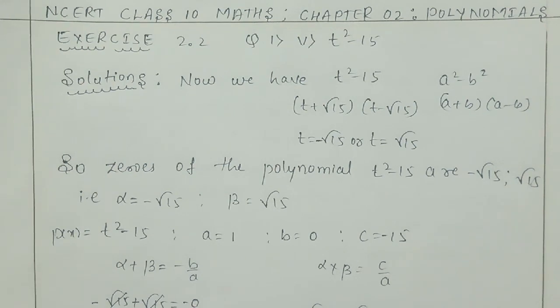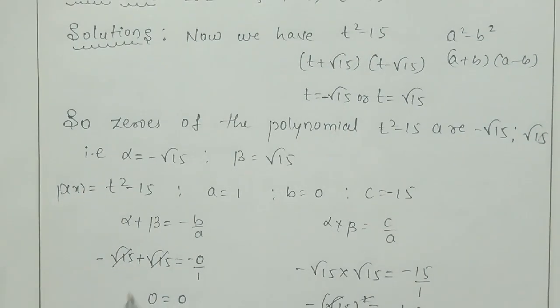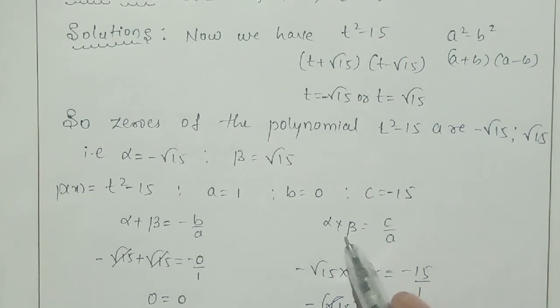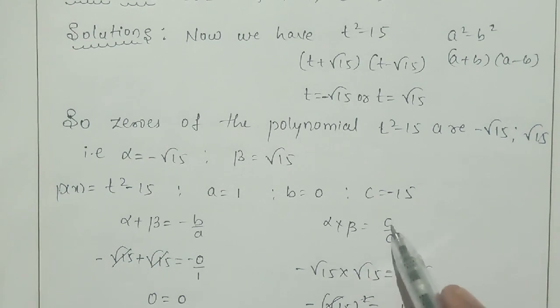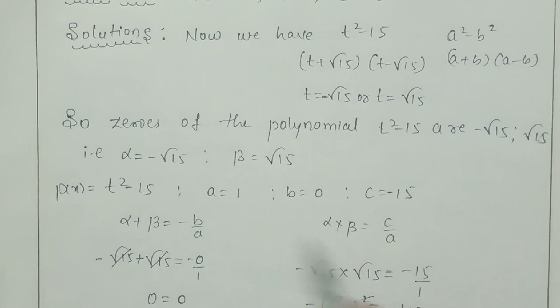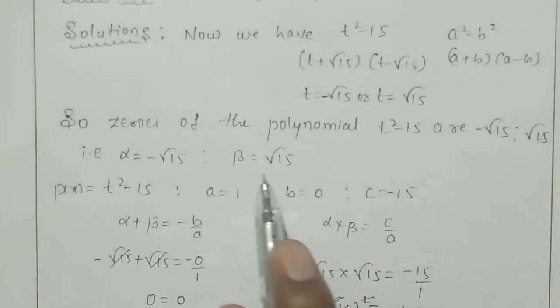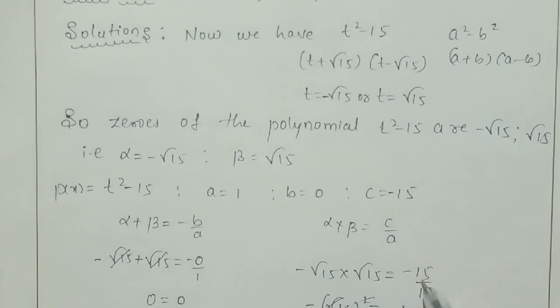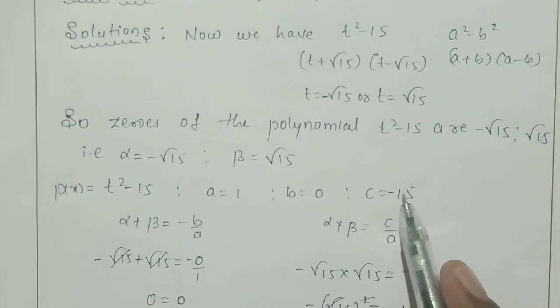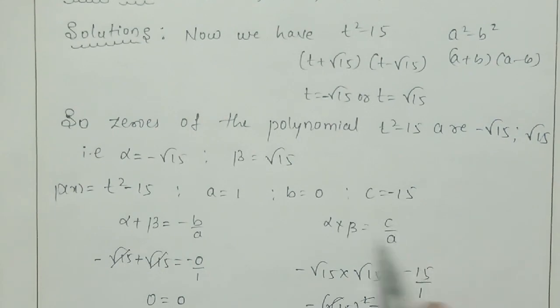Okay, so next minus root 15 plus root 15 get cancelled. Plus root 15 and minus root 15, its value is 0. Minus 0 by 1 is 0. Okay, next you can go to the product of the zeros. Product of zeros, alpha into beta, is equal to c by a. Alpha value is minus root 15 into, as it is, beta value is root 15, which is equal to c by a. C value is minus 15, you can write, and a value is 1, you can write.